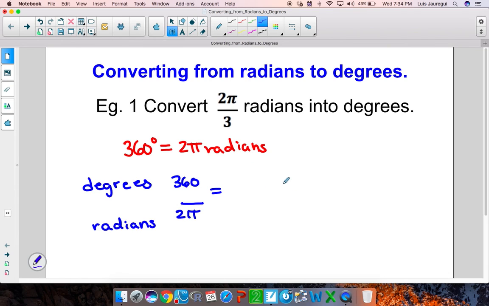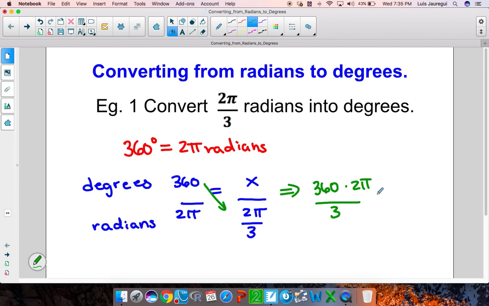Now here, what we're given is radians. So radians, in this case, I wrote them in the denominator. So the 2 pi over 3 goes here. Now, in the numerator, I don't know what that corresponds to in terms of degrees, so let me call that x. Notice you have a proportion here, so we're going to cross multiply. We have 360 times 2 pi over 3. That should be equal to 2 pi times x.